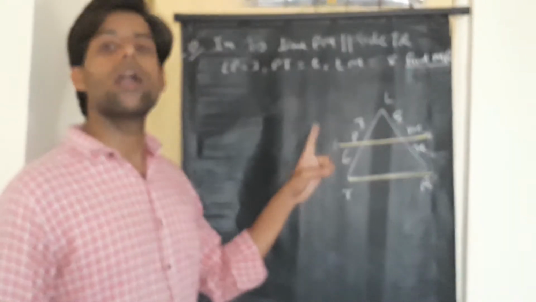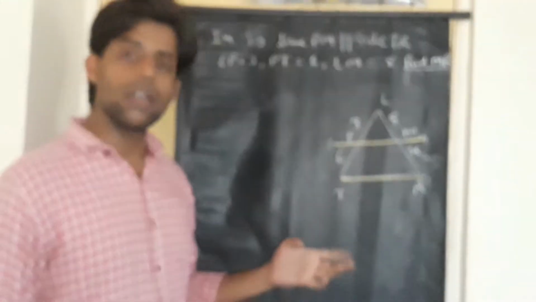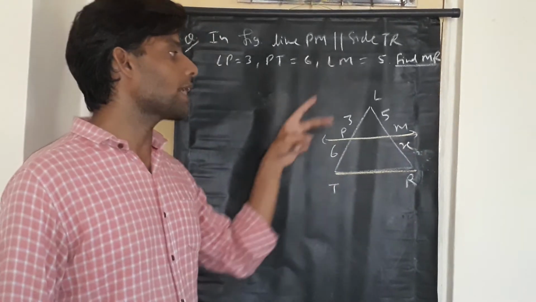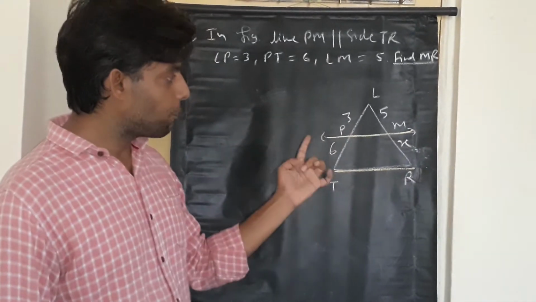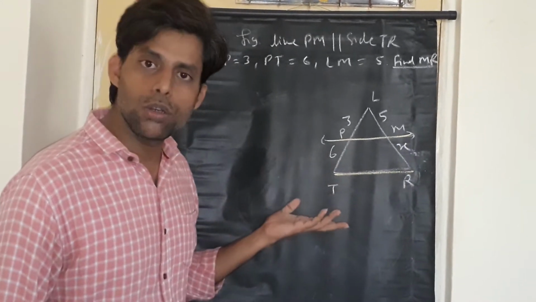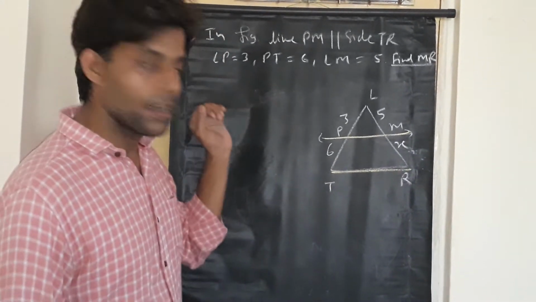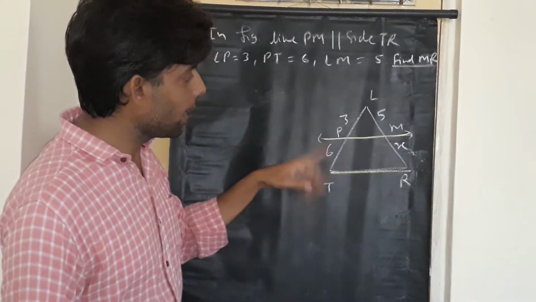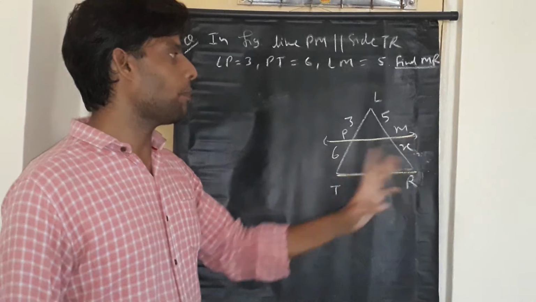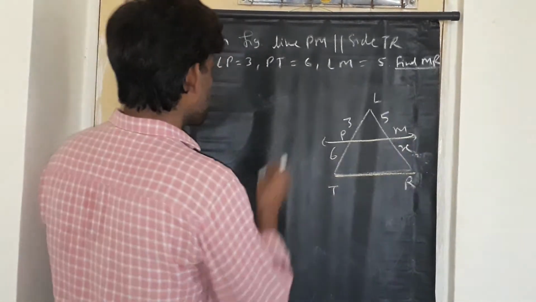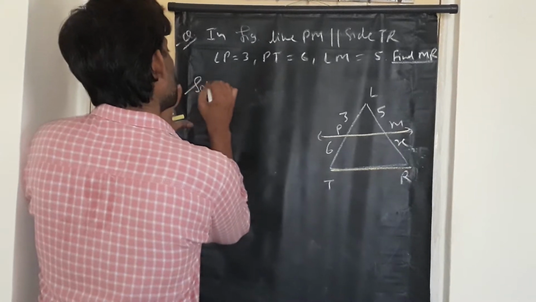Very good, it's BPT. There we had learned if the lines are parallel, then the ratio of the sides are what? Equal. So if PM is parallel to TR, let's see which ratios will be equal. We'll get LP upon PT will be equal to LM upon MR. Fantastic. We'll see the presentation, see how to write it on paper.